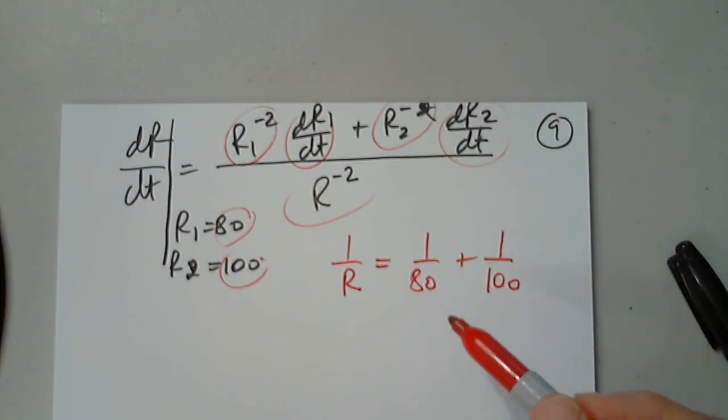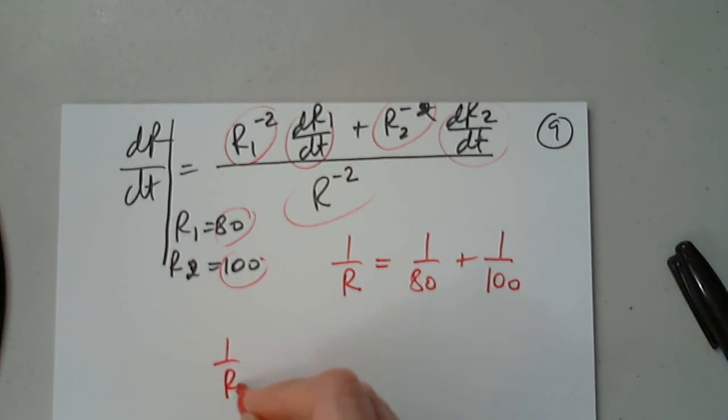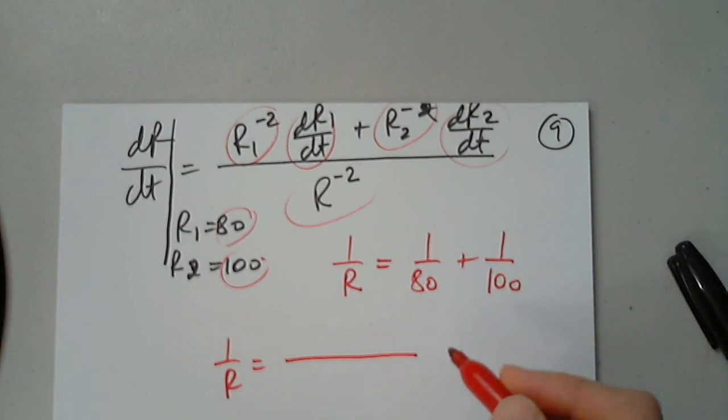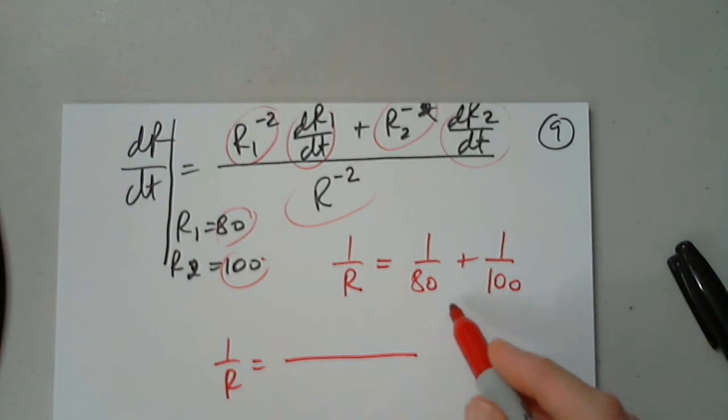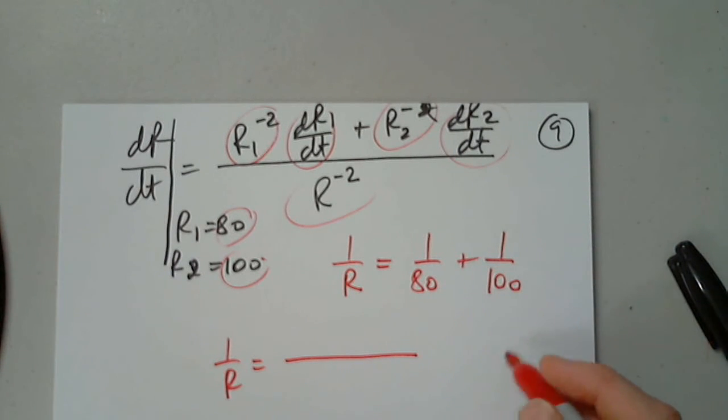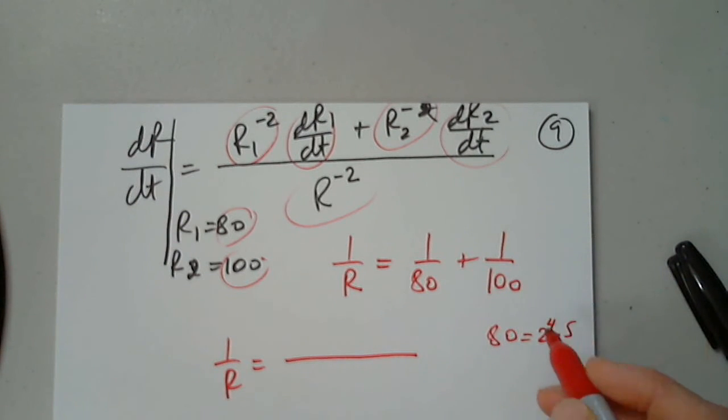So 1 over R, the least common denominator. So what is the least common denominator here? So 80 will be 2 to the 4th times 5. 100 is 2 squared times 5 squared.